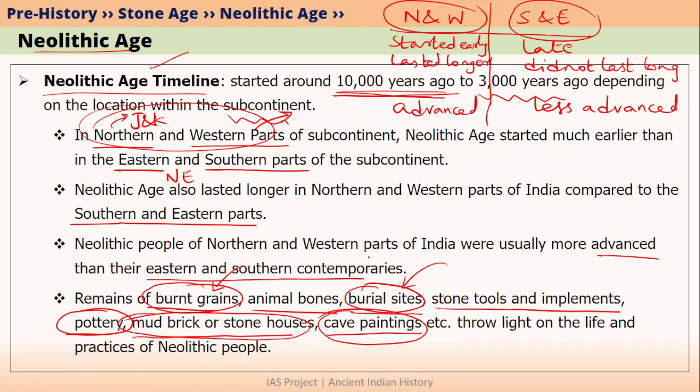So if there is a prelims question, which of the below can be used to study Lower Paleolithic age people? And options are given: burnt food grains, pottery, stone houses, and cave paintings. And let's say the question is asking which of the above are correct. Then all the above will be false because these entities were not existing during Lower Paleolithic period. They existed during Neolithic age. That is why they can be used to study Neolithic age people. So I hope you understand this distinction clearly.